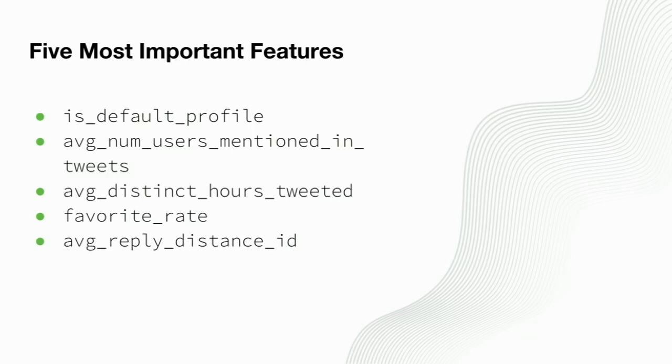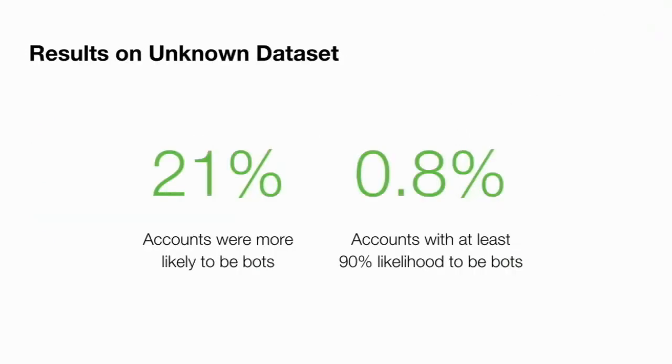We found that our model is actually better with this particular data, as we hypothesized. And here are some of the results on that unknown data set, that large corpus that was enriched with those tweets. We found that our model, which was more accurate, only found that 21% of accounts were more likely to be bots than not, and only 0.8% had above that 90%. We want to make sure that everyone understands that this model was better, it had better accuracy, and that's why that number was lower.